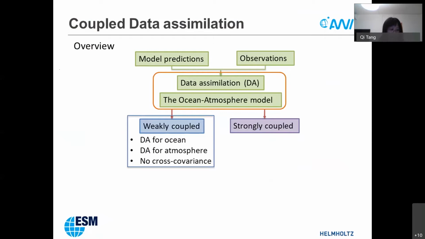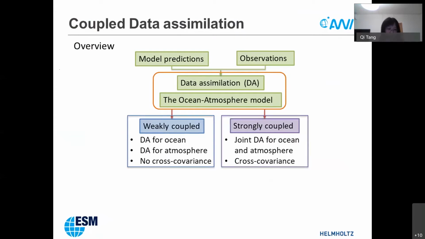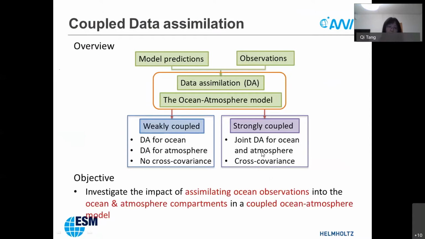Traditionally, data assimilation analyzes the ocean and the atmosphere separately, and no cross covariances are present between these two components. An alternative way is strongly coupled data assimilation, which is able to transfer information between the different components, like the ocean and the atmosphere, using the cross covariance matrix. In this study, we want to investigate the impact of assimilating ocean observations into the ocean and the atmosphere compartments in a coupled ocean atmosphere model.